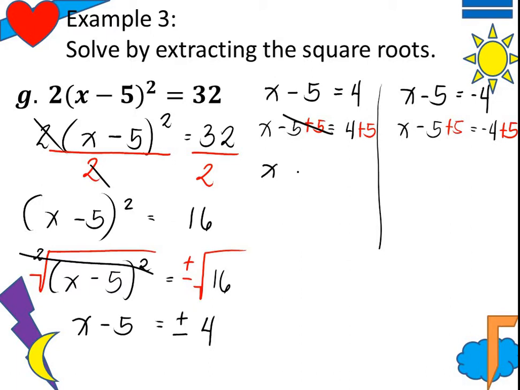Negative 5 plus 5 is equal to 0 is equal to 4 plus 5 is 9. And bring down x. Negative 5 plus 5 is equal to 0. Negative 4 plus 5 is positive 1. Therefore, the values of x are positive 1 and positive 9.